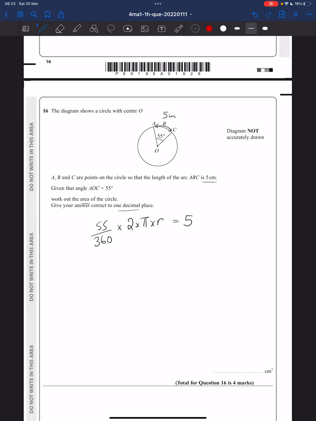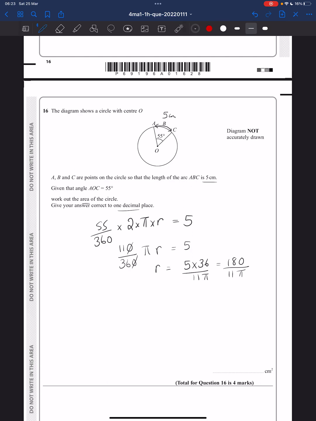So on the left-hand side, we've got 110 over 360 pi r is 5. Then we can divide top and bottom by 10. So r is 5 times 36 divided by 11 pi. 5 times 36, so it's 180 divided by 11 pi. So what I've done there, multiply by 36, divide by 11, and divide by pi.